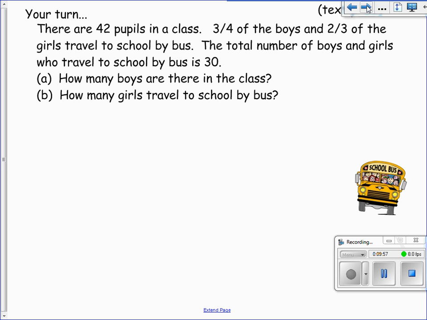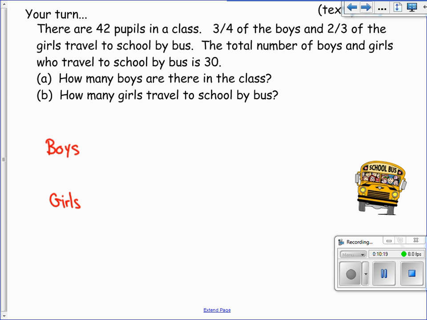All right. So the first thing you want to do is stop yourself and go, let me just figure out what I should start with. What basically is this problem about? Liam? Boys and girls. Boys listed first? Yeah. Boys and girls.